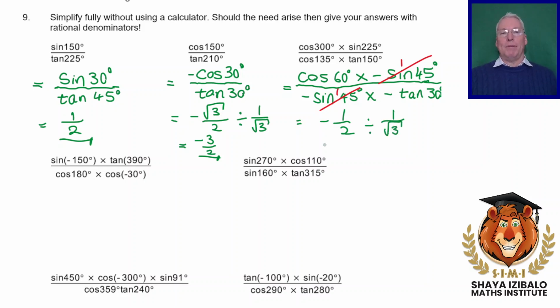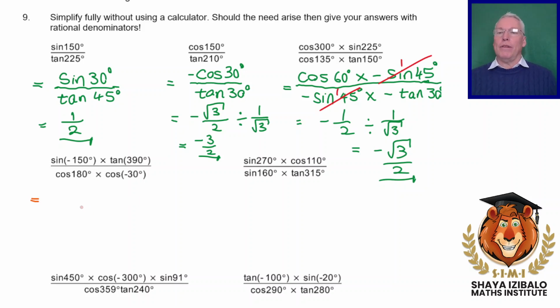Right? And when we tip in times, we're going to get negative root 3 over 2. Okay, these are very, very standard question types. Okay, the next one, sine of negative 150, right? So let's just think about that. Which quadrant are we in if we go 150 degrees clockwise?